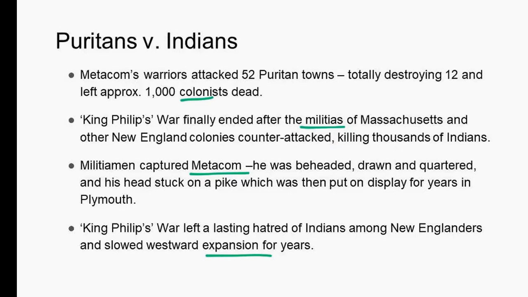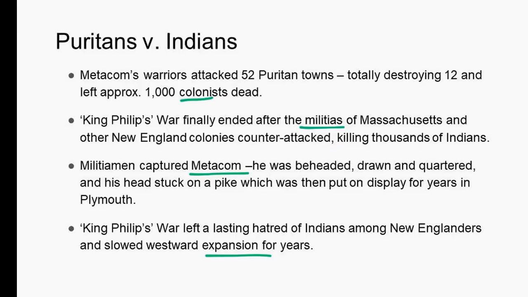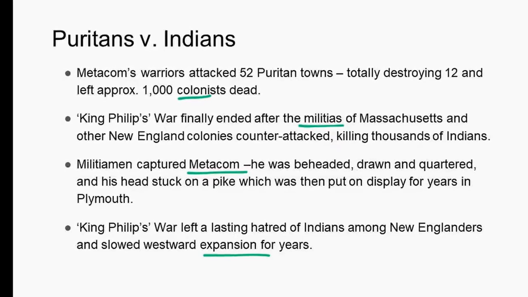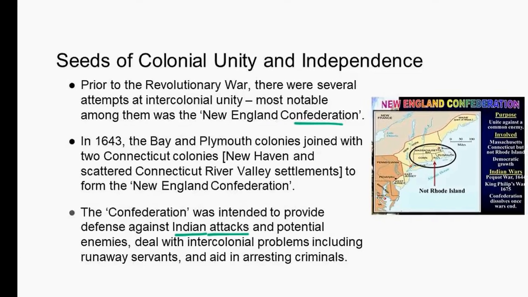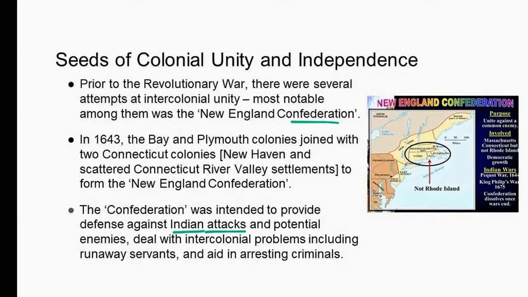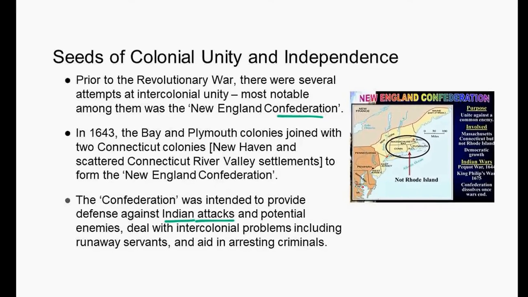King Philip's War finally ended after the militias of Massachusetts and other New England colonies counterattacked, killing thousands of Indians. Militiamen captured Metacom. He was beheaded, drawn, and quartered, and his head stuck on a pike, which was then put on display for years in Plymouth. King Philip's War left a lasting hatred of Indians among New Englanders and slowed westward expansion for years. The seeds of colonial unity and independence were sown during this time period as well.